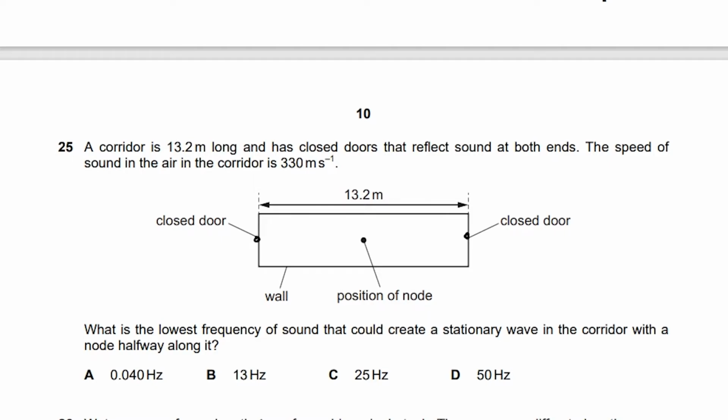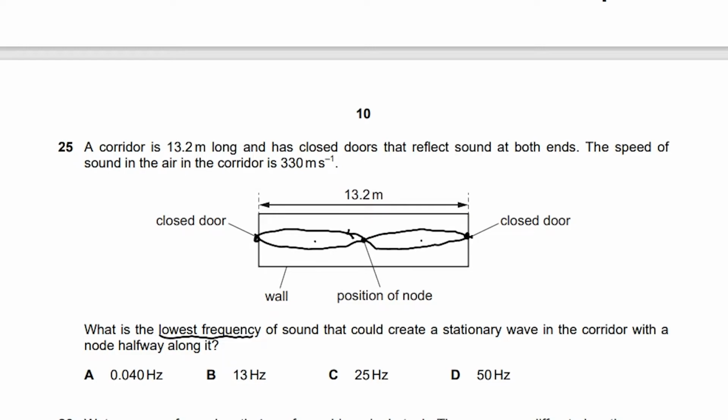Now, the lowest frequency means, what is frequency? Frequency is the number of complete waves produced per second. So, lowest frequency means least number of waves. This is the case where there is the least number of waves, nodes in these three positions, antinodes in the middle, and this is the case where there is the lowest frequency. And this is a stationary wave.